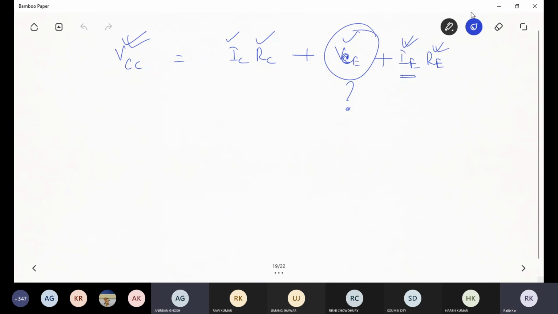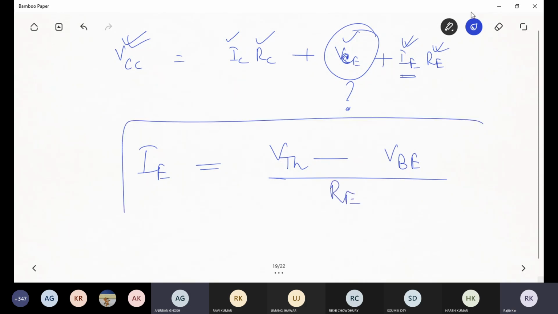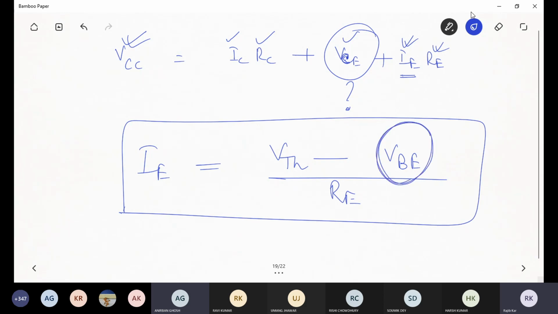Now for voltage divider bias, I can write down this emitter current. This will be Thevenin equivalent minus VB divided by RE. Here also you will find that this is a direct function of VBE. So VB is very important, and even though we say it's a voltage, this voltage actually gets drifted due to other reasons also, because the total device itself has nonlinear characteristics.